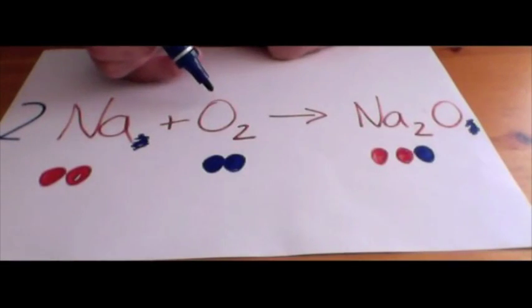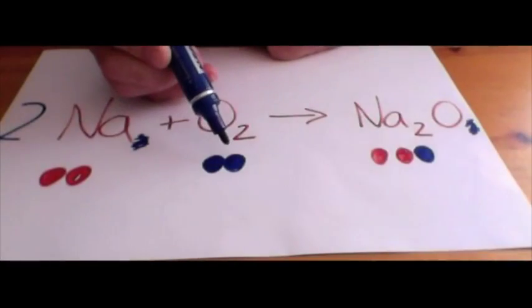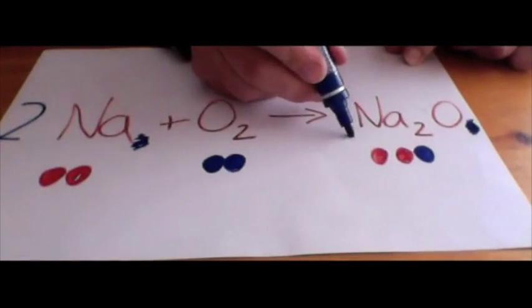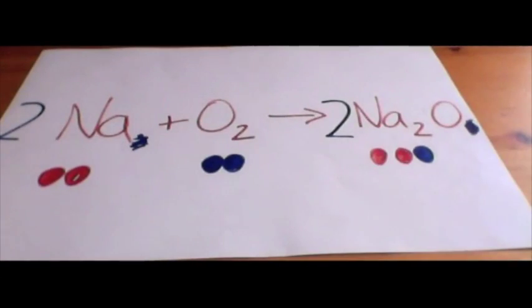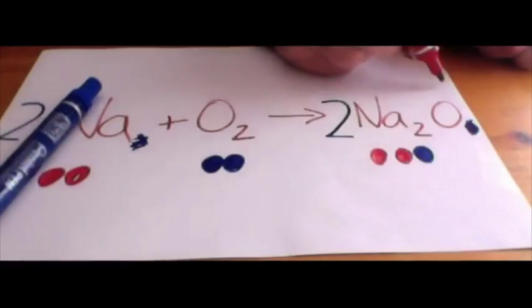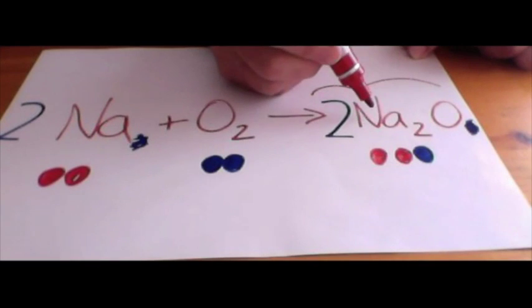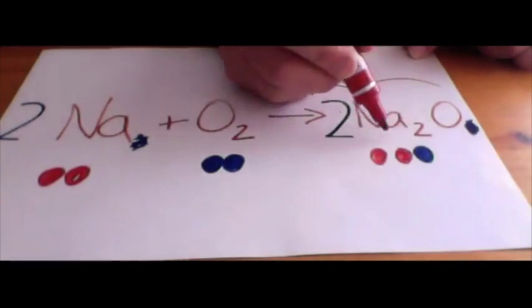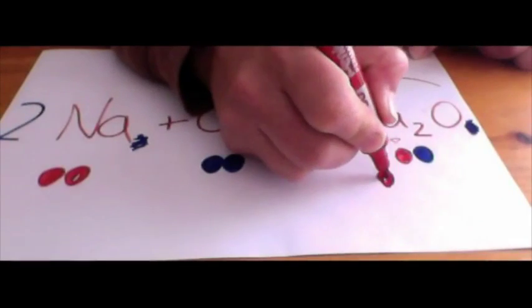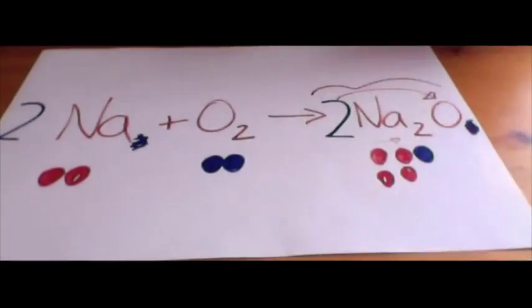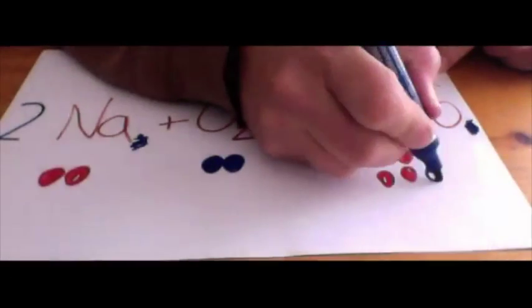But here, remember, our oxygen is diatomic. We've got 2 oxygens. 1 oxygen, 2 oxygens. So what can we do? We need to change the big numbers again. So let's try putting a 2 in front of here. Brilliant. We've doubled everything. Remember, this large 2 means everything here is doubled. Everything is multiplied by 2. Now instead of 2 sodiums, we've got 2 times 2, we've got 4 sodiums here. And we've got 2 oxygens as well, so we need to put another oxygen in here.